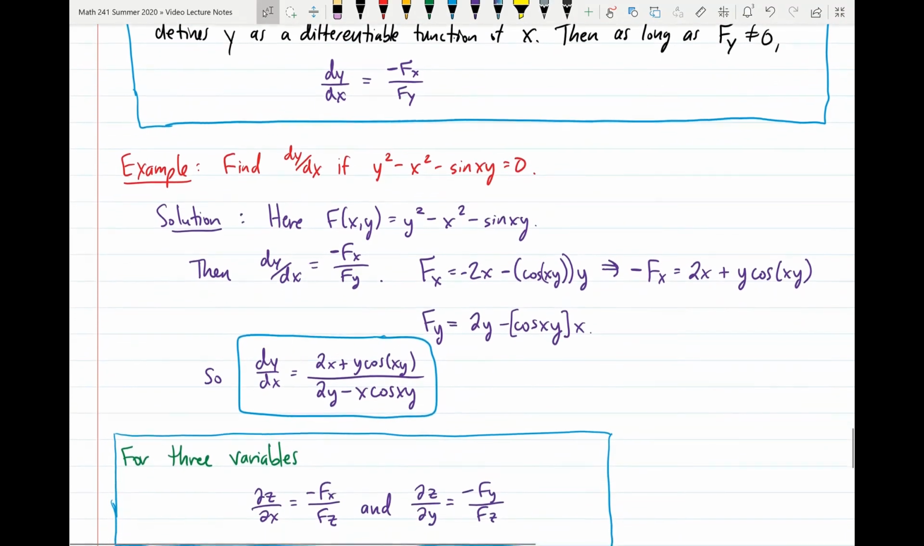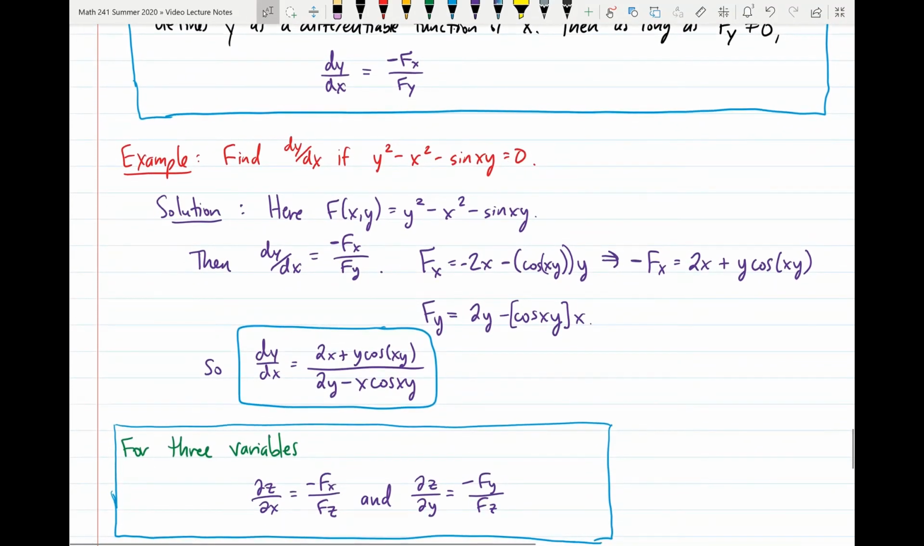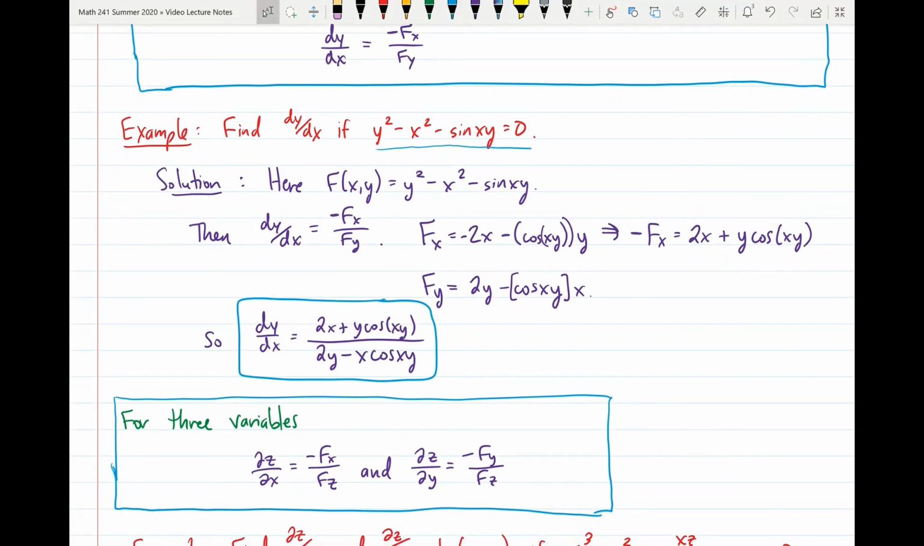And let's move right into an example where we apply this theorem. So let's say we have this equation here, y squared minus x squared minus sine of xy is equal to 0, and we want to find dy/dx given that equation. So in this case, our big F of x, y is going to equal the left-hand side of that equation, so y squared minus x squared minus sine of xy. And notice that this is just a function in the variables x and y. And we can apply the theorem from above.